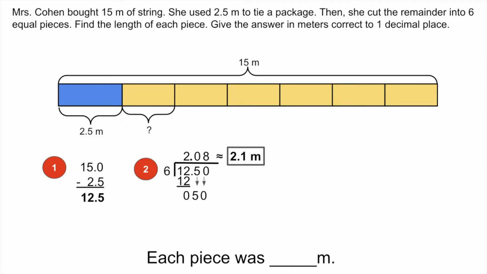So I can cross off my question mark and write in 2 1/10 meters, which is the answer. And now I can put that into my sentence. Each piece was 2 1/10 meters. And before I go on to the next problem, we should always check to see if this seems reasonable.